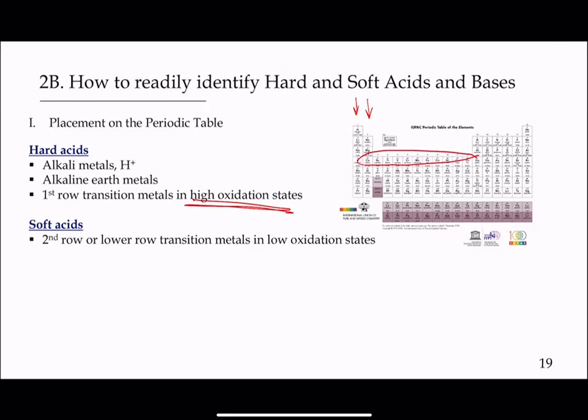For soft acids, you typically are going to find those in the latter part of the periodic table, okay? And typically with the emphasis on a low oxidation state. Okay? Again, the charge to size ratio is going to be important.